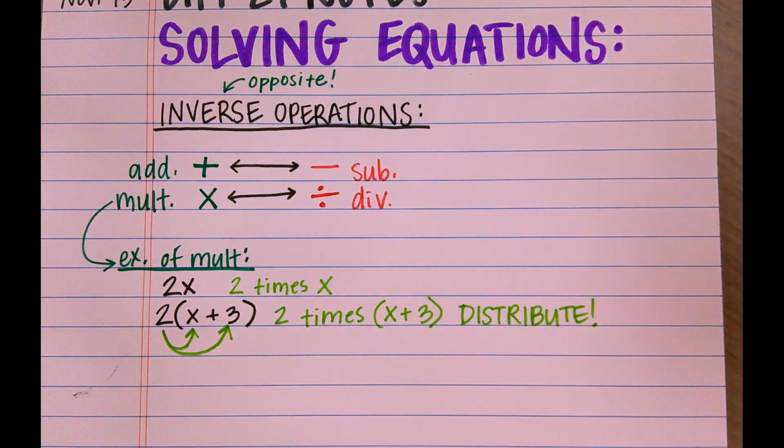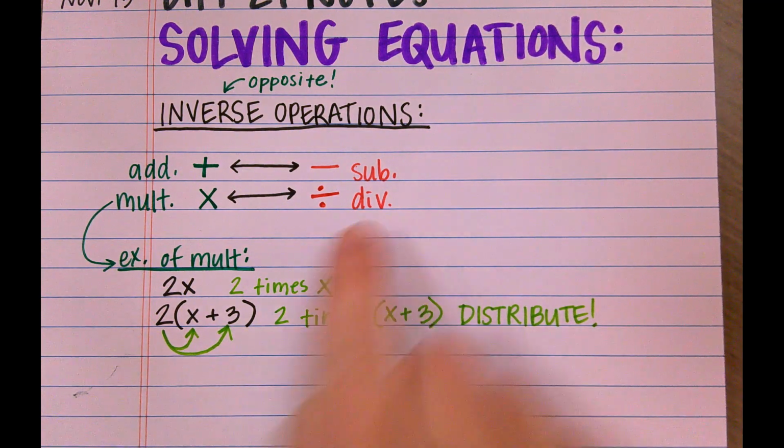So at the bottom it says 2 times x plus 3. Whatever that x is inside the parentheses, you would do 2 times 1, which would be 2, plus 2 times 3, which would be 6. And then you would add both of them together. Yes, you got it. Absolutely.